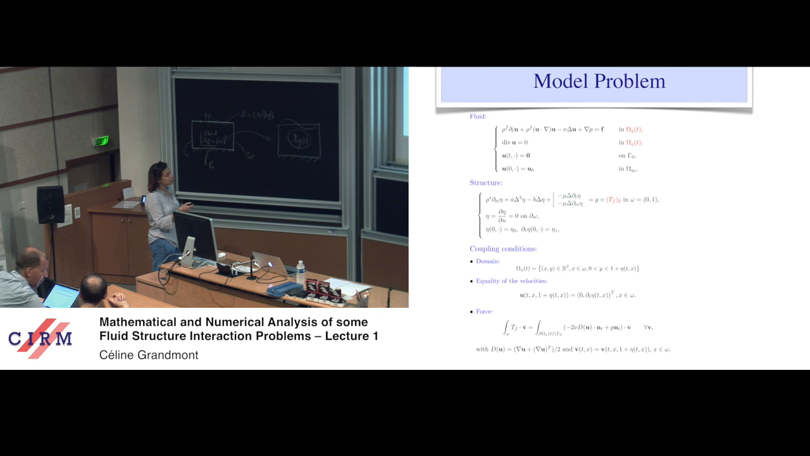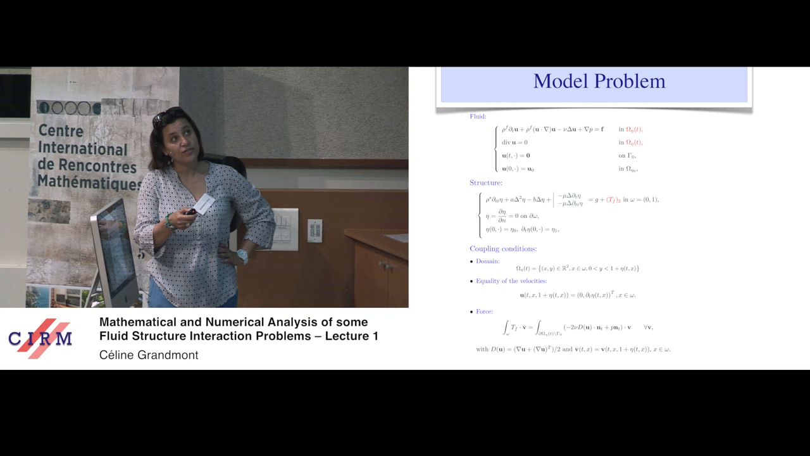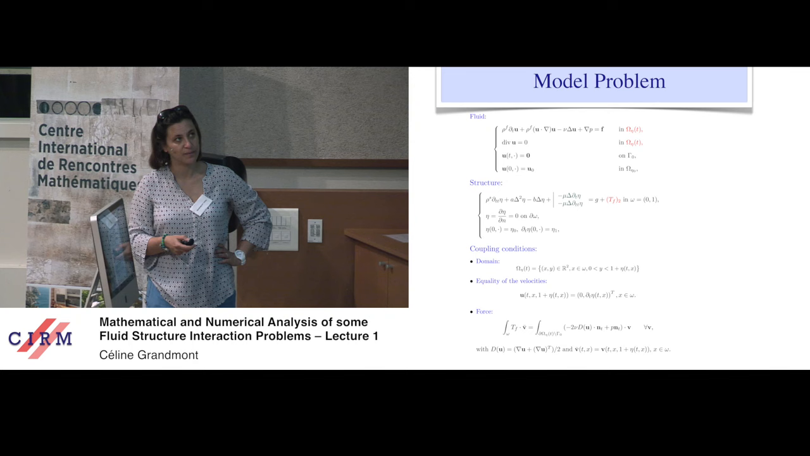So, what are the coupling conditions between those two equations? First, what we can say is that we have two different kinds of equations. The first one is a parabolic type equation, and the second one, if I skip those additional viscous terms, is a hyperbolic equation. These ones are set in an unknown domain, depending on the displacement, and this one is set in a given reference domain.